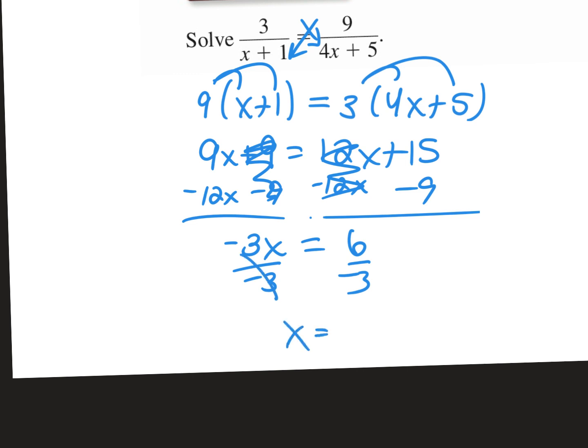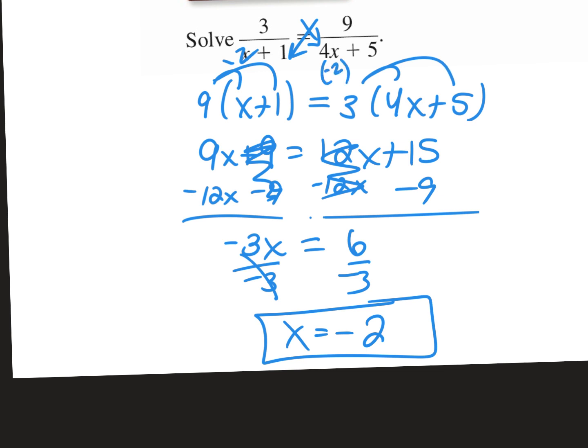And x equals what? Negative 2. Okay, good. Now, take a second to check. Does this make either denominator 0? If I plug in negative 2 right here, is my denominator going to become 0? What's negative 2 plus 1? Negative 1, thank you. If I plug in negative 2 here, what's 4 times negative 2? Negative 8 plus 5, is that going to make it 0?